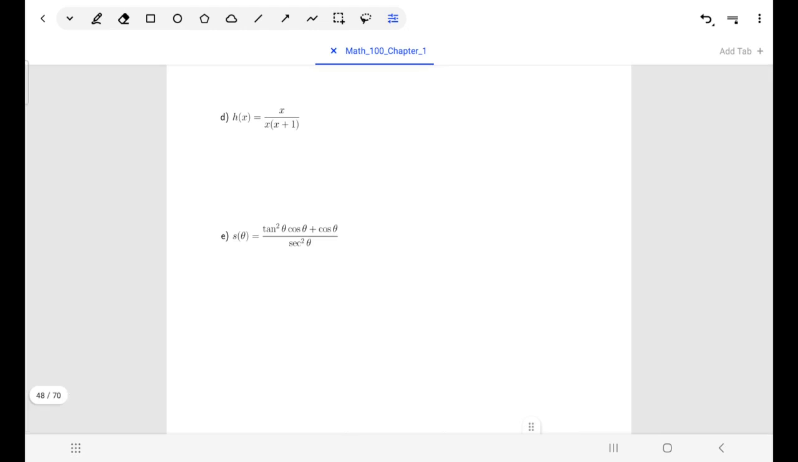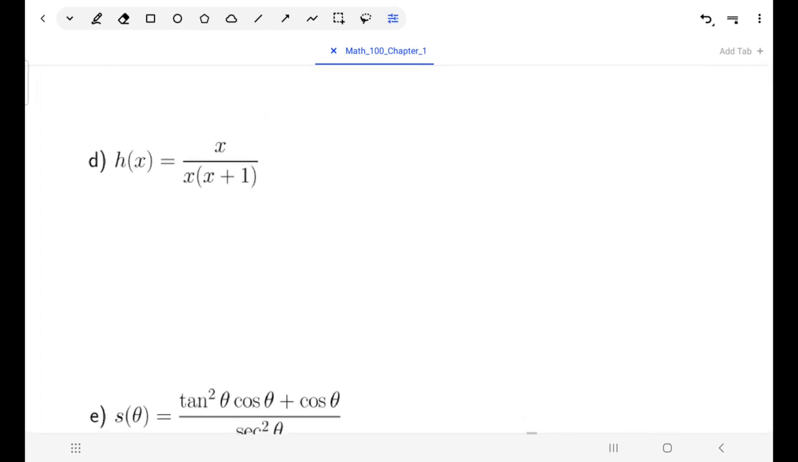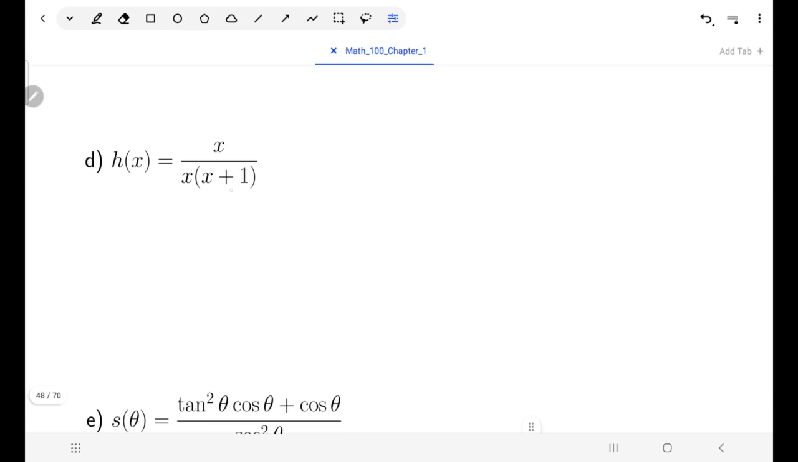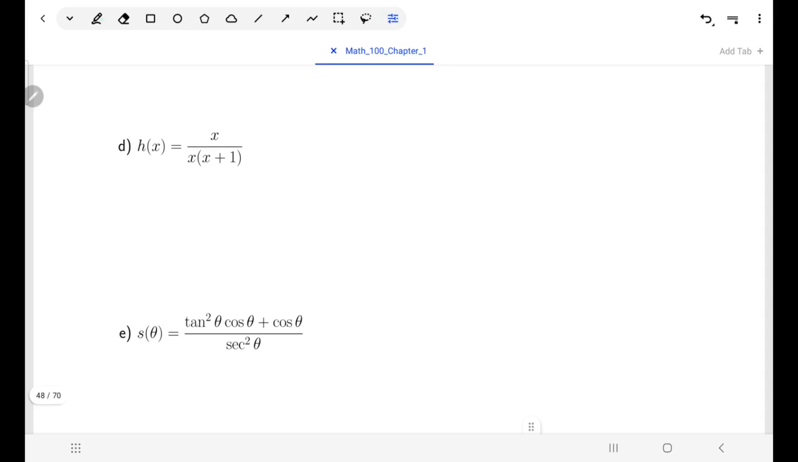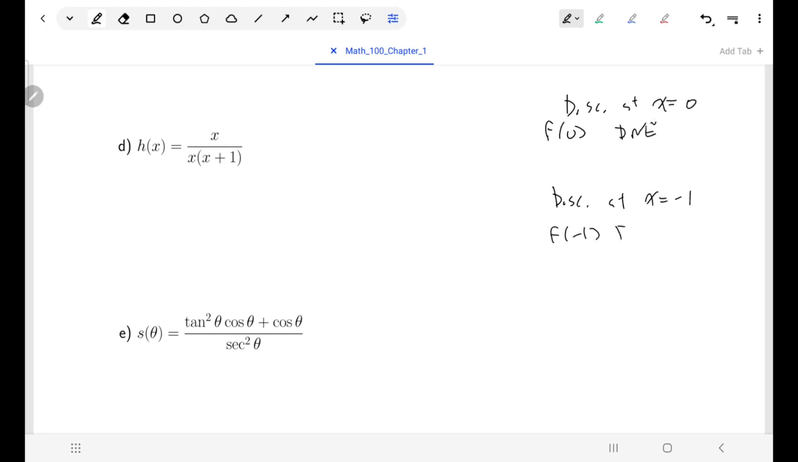Okay, two more to look at. The first one, h of x. Again, you can see two places where this function is not defined. So these are two places where we're going to have discontinuities. We're going to have a discontinuity at x equals 0, and we're going to have a discontinuity at x equals -1. So the reason for both is f of 0 does not exist, and also f of -1 does not exist.